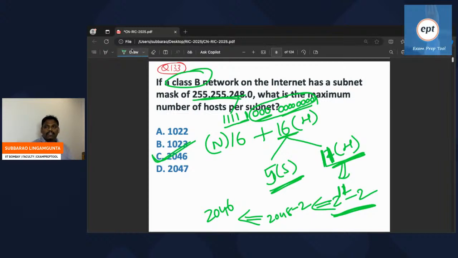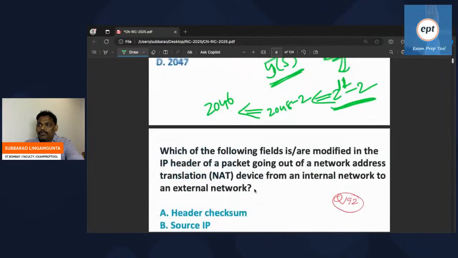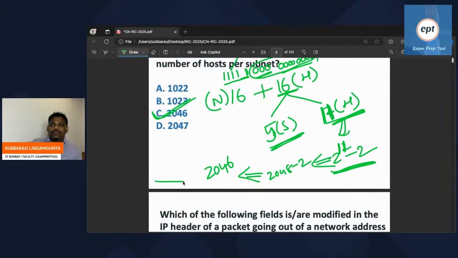Let me know if anyone has any doubt. What is the maximum number of hosts per subnet? Anyone? Verify properly. If you are okay, we can move to the next problem. So here I am stopping. In the next class, we'll see a few more.